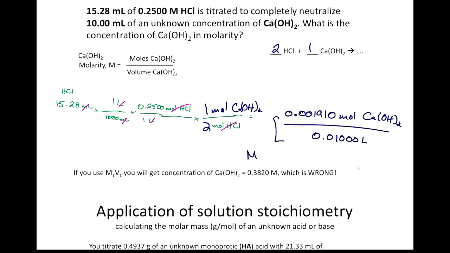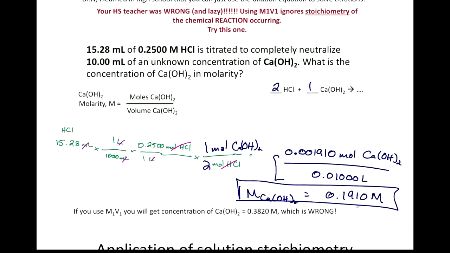And so that will give you the molarity of calcium hydroxide, and it's something like 0.1910 molarity. All right, for this example, because it's not a 1-to-1 ratio, it's a 1-to-2 ratio, all right?